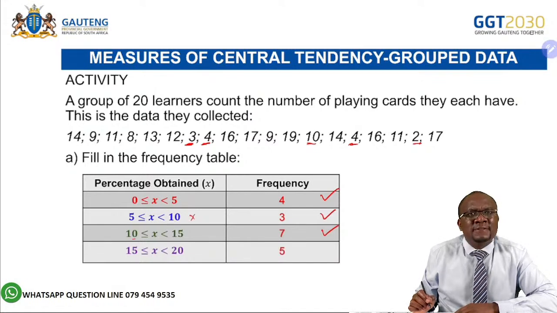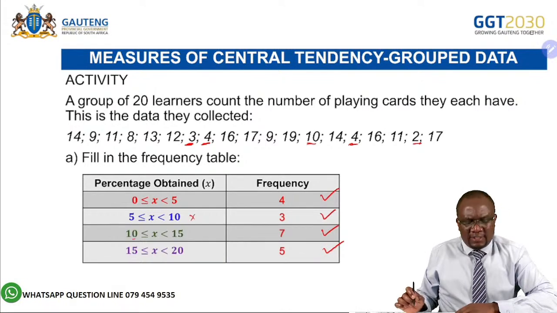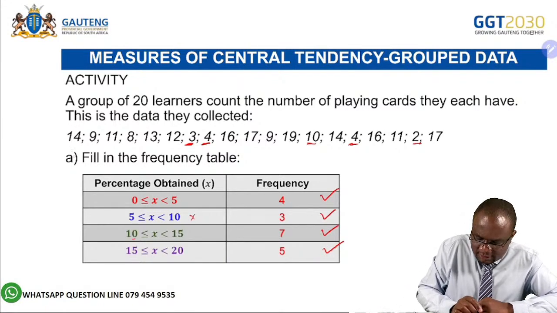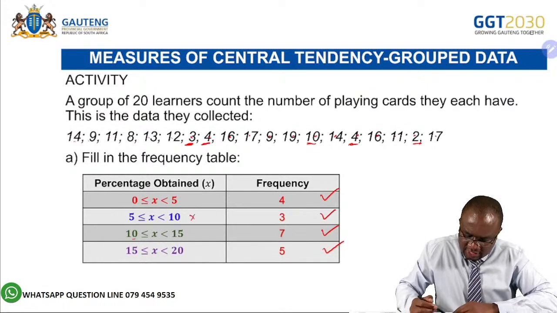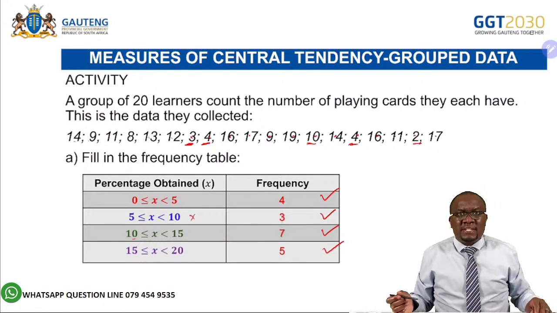Did you get 5? Mark that. Let's see how many learners we have. 1, 2, 3, 4, 5, 6, 7, 8, 9, 10, 11, 12, 13, 14, 15, 16, 17, 18, 19. Let's add here and see if we're going to get 19. 4 plus 3 is 7. 7 plus 7, 14. 14 plus 5, 19. We have all our 19 learners.